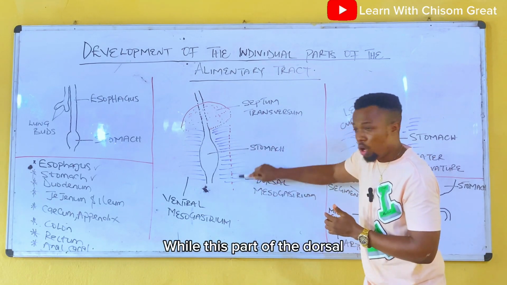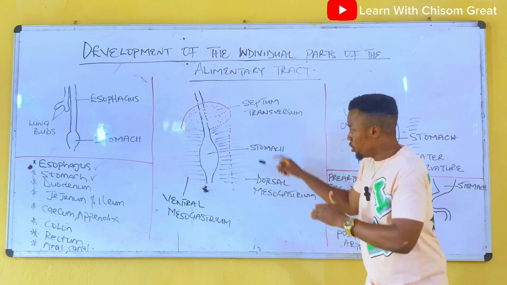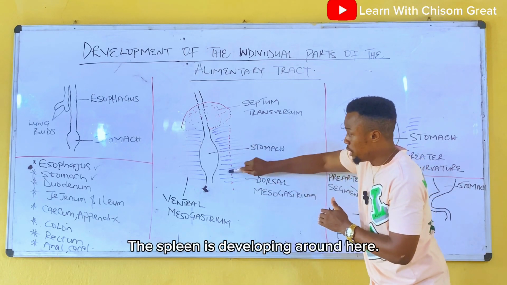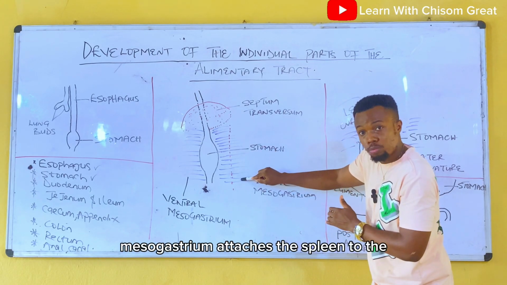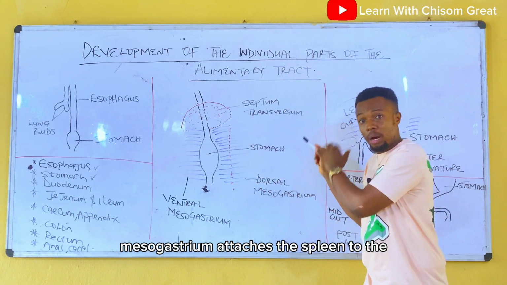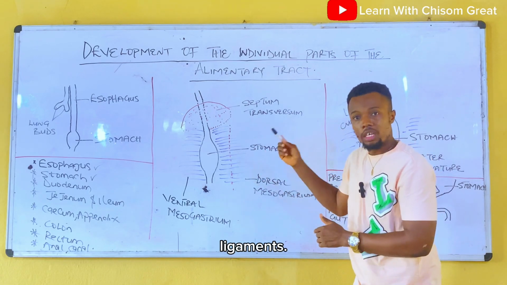Why does this part of the dorsal mesogastrum attach the spleen? The spleen is developing around here. So this part of the dorsal mesogastrum attaches the spleen to the posterior abdominal wall, and it is what gave rise to the lienorenal ligament.